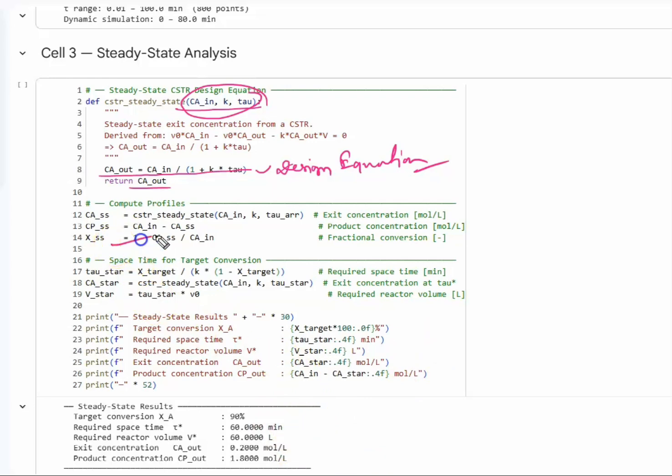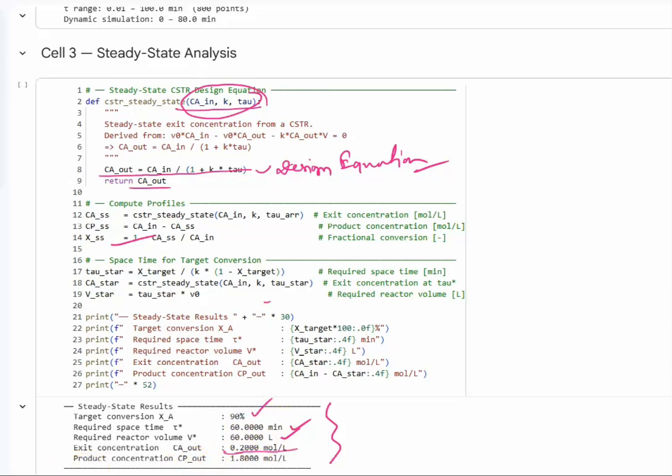Now the key result: we plug X target equal to 0.9 into our rearranged formula for tau star, run the cell and look at the output. Tau star is exactly 60 minutes. The required reactor volume at our flow rate of 1 liter per minute is therefore 60 liters. And the exit concentration is 0.2 moles per liter, exactly 10% of the feed, confirming 90% conversion.